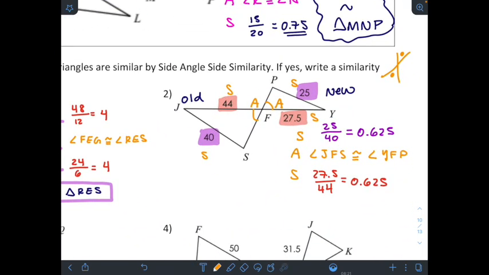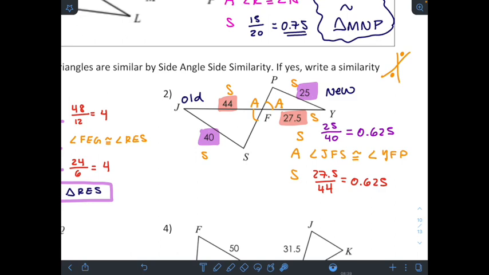The problem with this example is that's actually not the case. If you look, the two sides that I have are not on either side of the angle that we were comparing. Same thing on this one. The two sides that I have are not on either side of the angle that we're comparing.